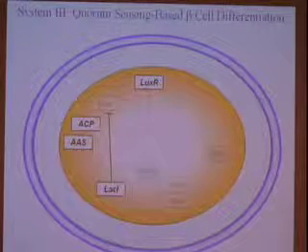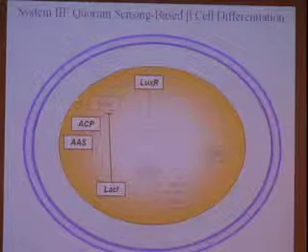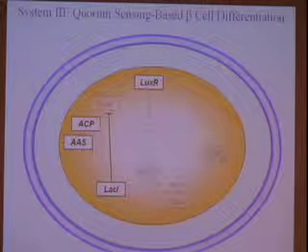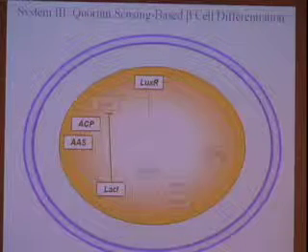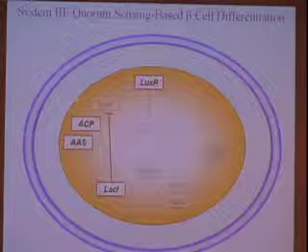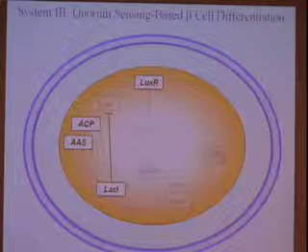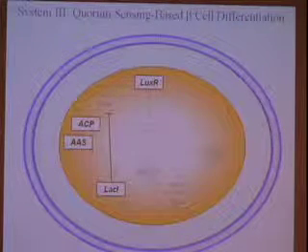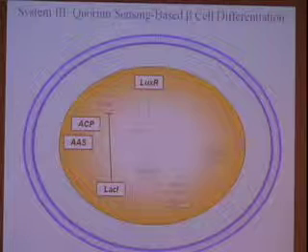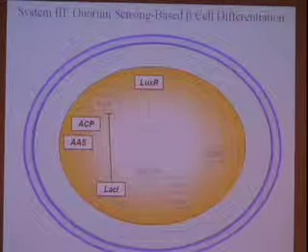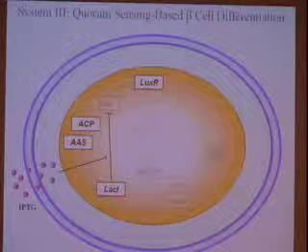The third system that we created and designed is a quorum sensing-based beta cell differentiation system to actually make cells that can produce insulin. And you can imagine a system like this will be pretty useful in the treatment of diabetes, where you'd be able to have cells automatically proliferate, grow, reach a critical density, and then automatically differentiate into insulin-producing beta cells.